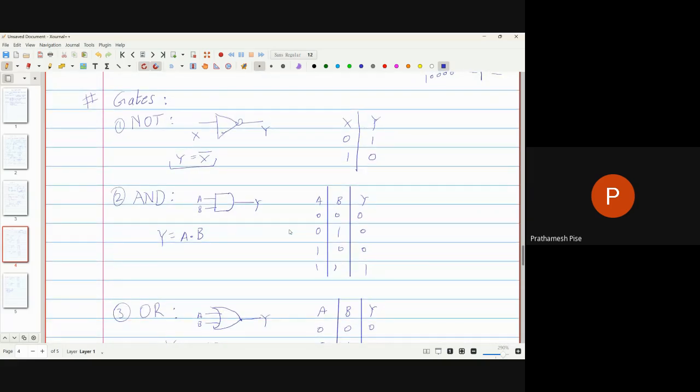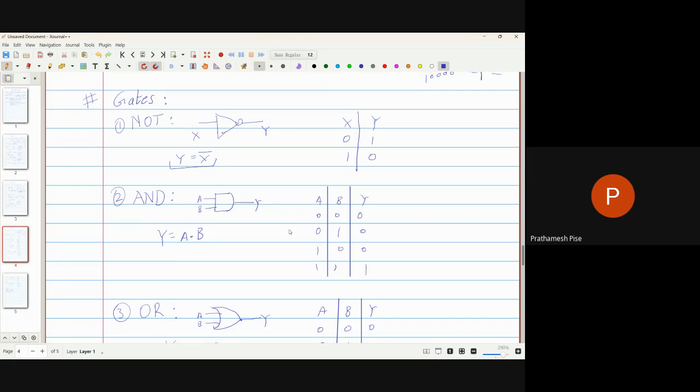I can tell you what kind of question can come on the gates. They will give you some circuit and they will ask what should be the input so that the output is one particular value, 1 or 0, and those kinds of things.